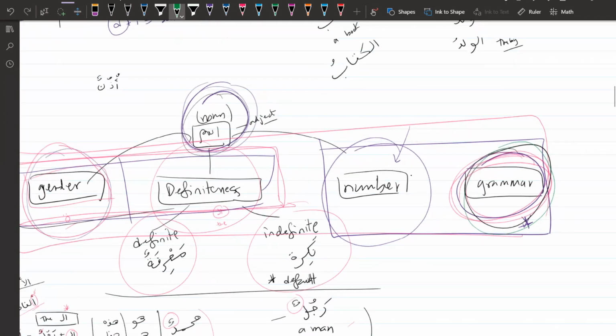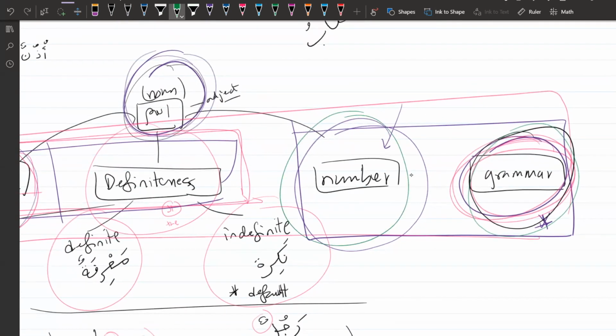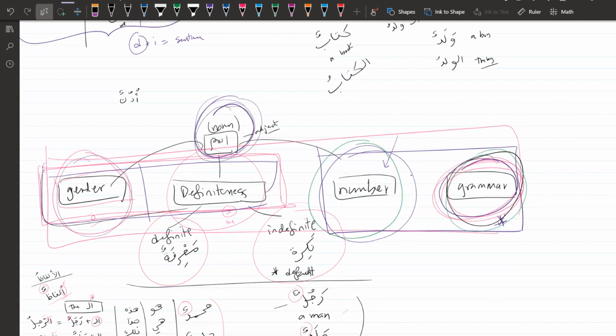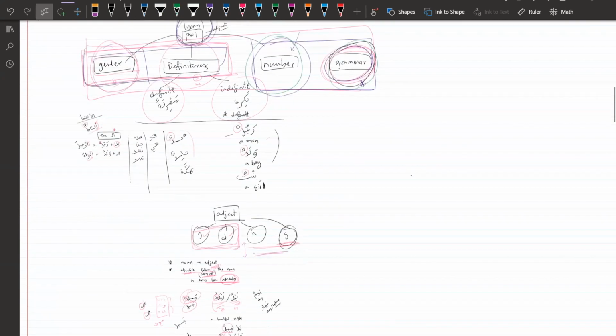And we said that the only thing left is the number. So inshallah, today we'll start on the number. And once we're done with that, inshallah, we will wrap up our basic introduction to the nouns. And then inshallah, we will start with the verbs.